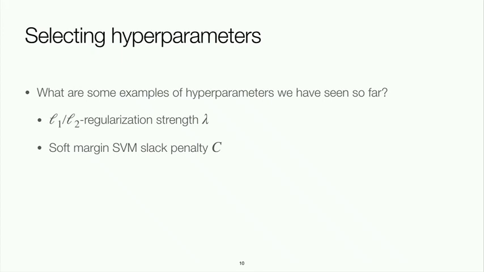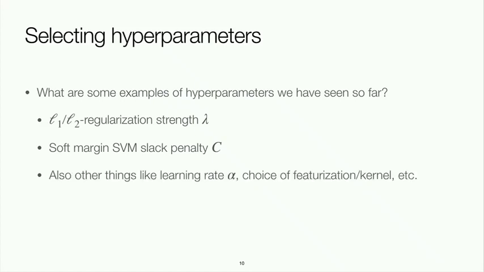Anyone think of any others? Yeah. Xi, our slack variables, are actually training parameters, because we're minimizing that alongside everything else. Yeah, that's a tricky one, though.